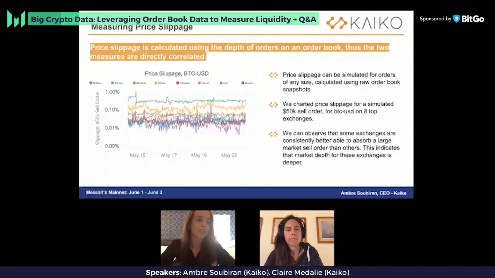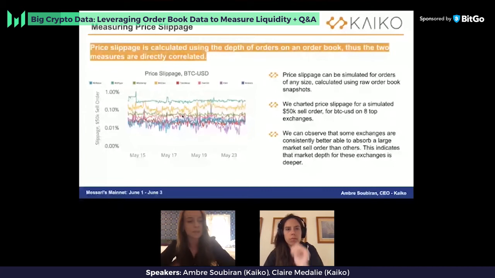Price slippage is very closely related to depth because it is calculated from the bids and asks on an order book. Price slippage can be simulated for orders of any size, and it's calculated using raw order book snapshots. In this chart, we calculated the price slippage on BTC-USD markets for 8 exchanges.